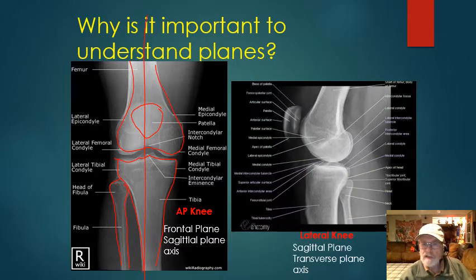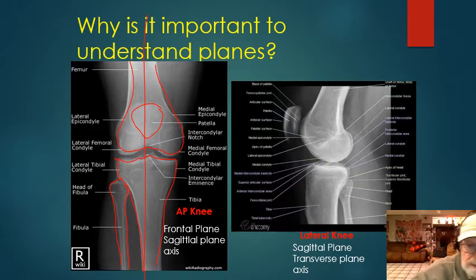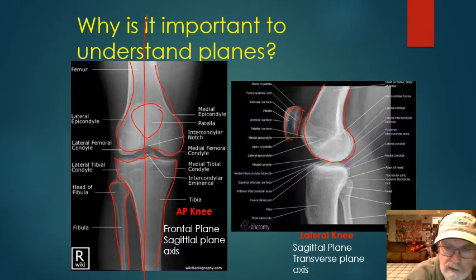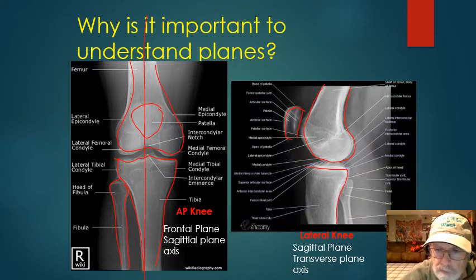Okay, and this is actually looking at the image on a sagittal plane, which is the transverse plane axis. Okay, now think about those planes. You might have to watch this a couple times to be able to get this straight, but here's the femur again. Here's the patella sitting right there, so that's that. Here's the tibia, here's the fibula sitting right there.